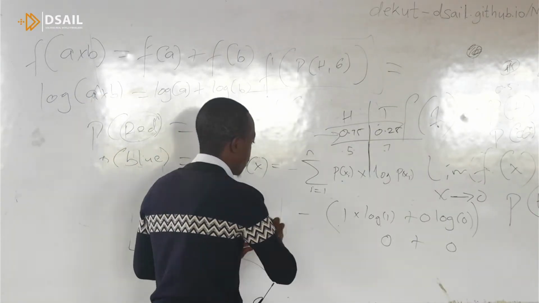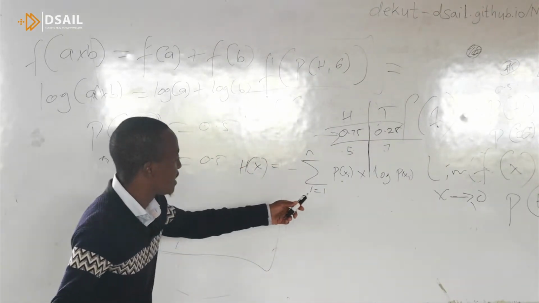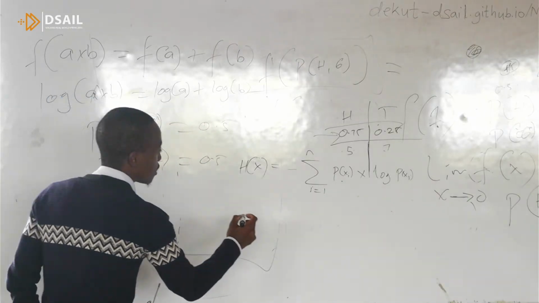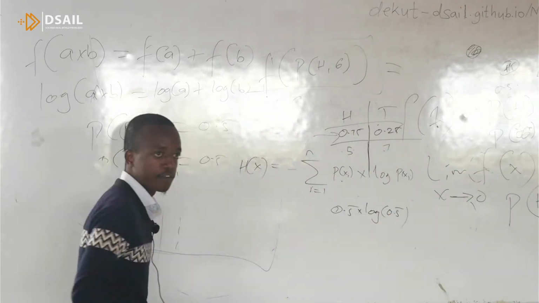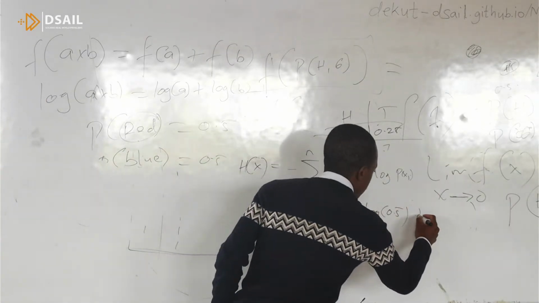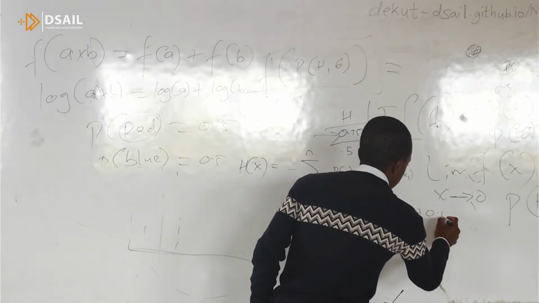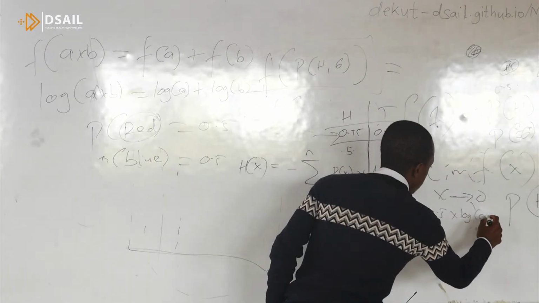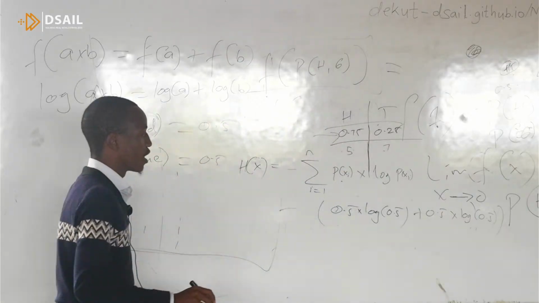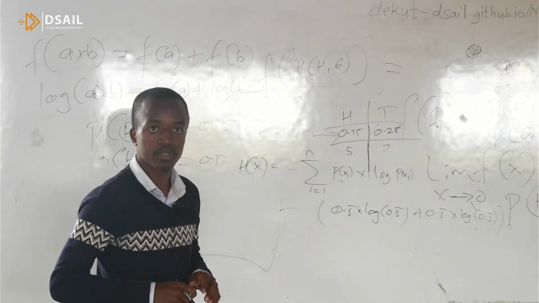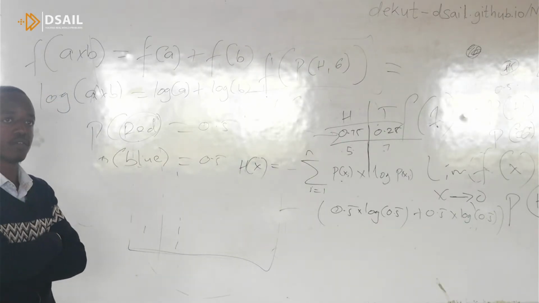Let's go back to our formula. Our x1 is red. So what is the probability that it is red? 0.5. And then times log of 0.5, all together. And then plus, what is the probability of it being blue? 0.5. And then times log of 0.5, all together. And then the whole thing is put in negative. Who can tell me the value of that? 0.5 times log of 0.5 plus 0.5 times log of 0.5.